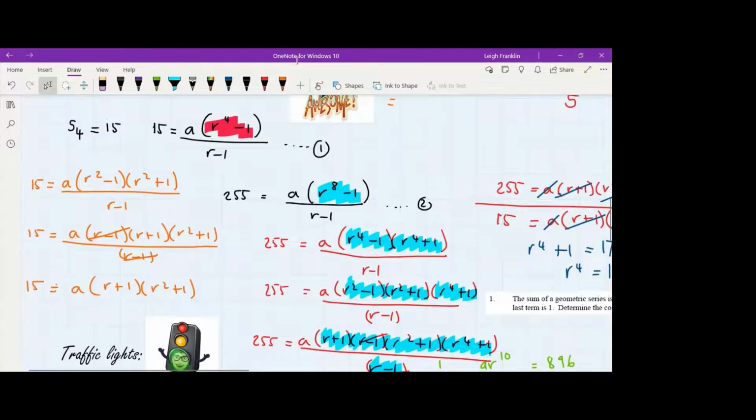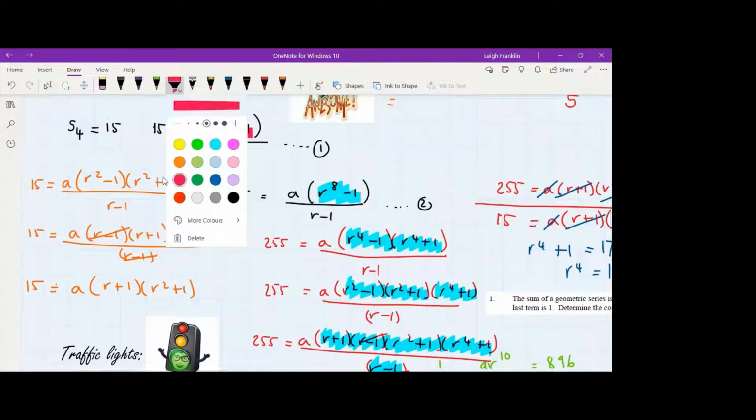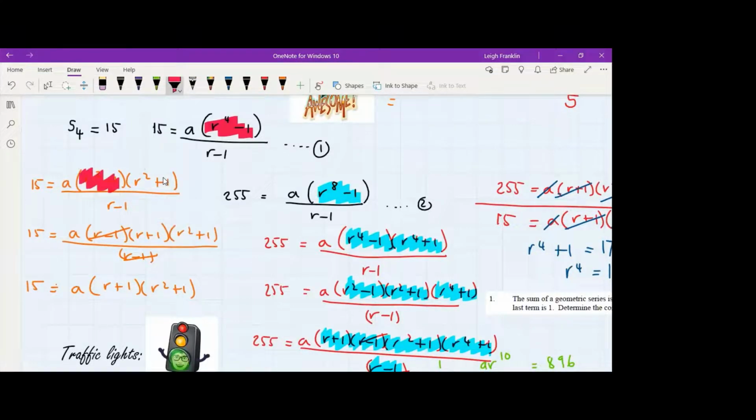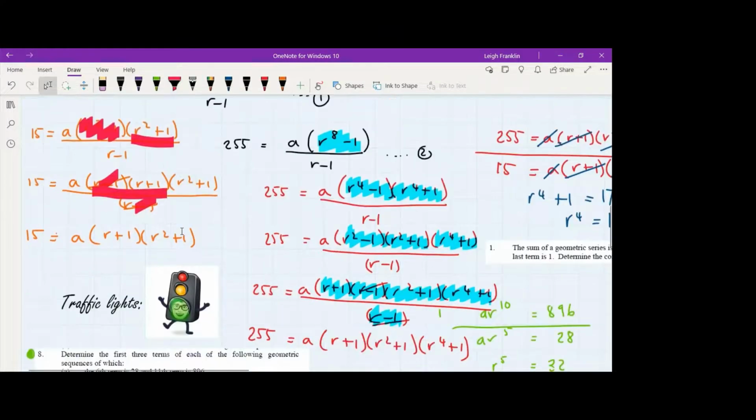So r to the power of 4 minus 1 is also difference of 2 squares, and that's going to factorize into r squared minus 1, r squared plus 1. Now if I factorize my difference of squares, I get r plus 1, r minus 1 times r plus 1. I can cancel that bracket over there with that one at the bottom, and then I'm left with this. And then I can divide the one equation by the other. Does that make sense?